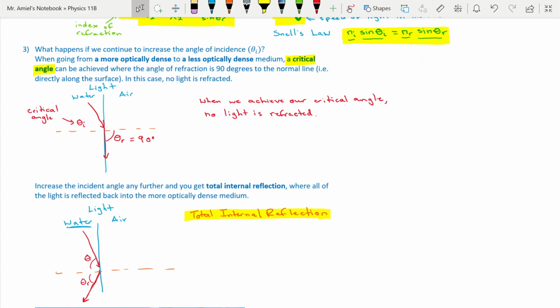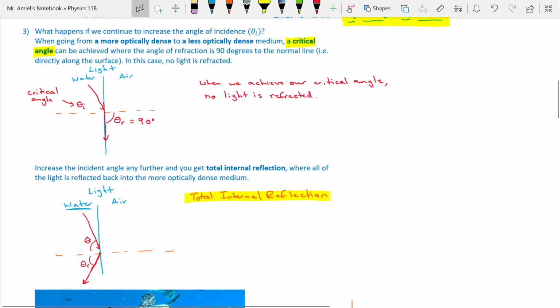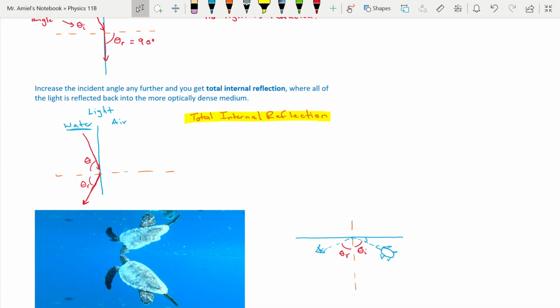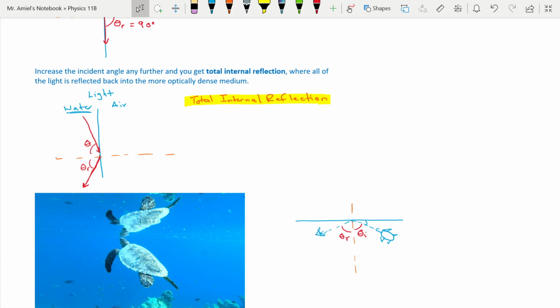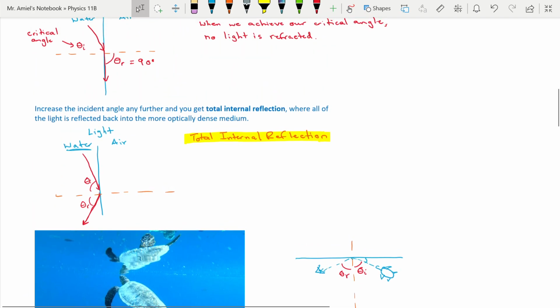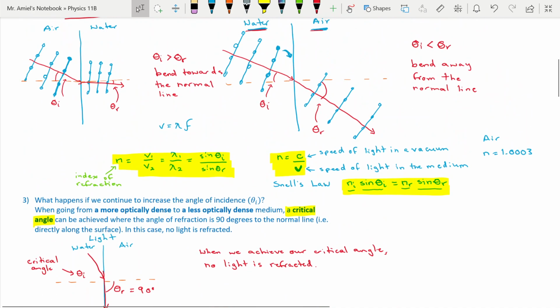Okay, we also said that if we're going from a more dense to a less dense medium, there is an angle that we can hit called the critical angle, where our angle of refraction will form a 90 degree angle with our normal line. That means that no light is being refracted. And finally, if we increase our angle of incidence beyond that, we're going to get total internal reflection.